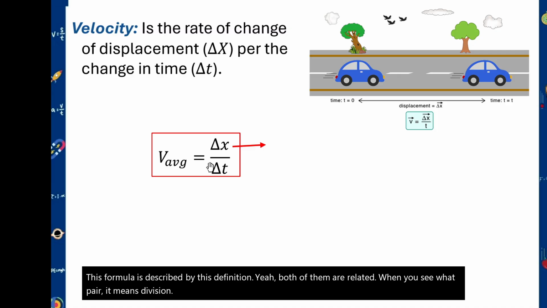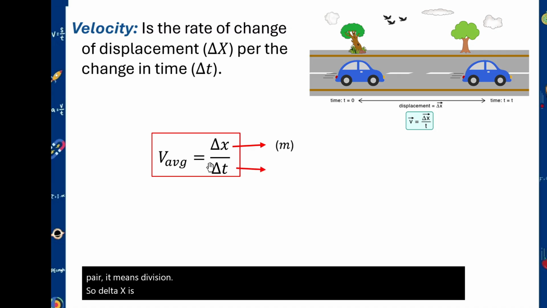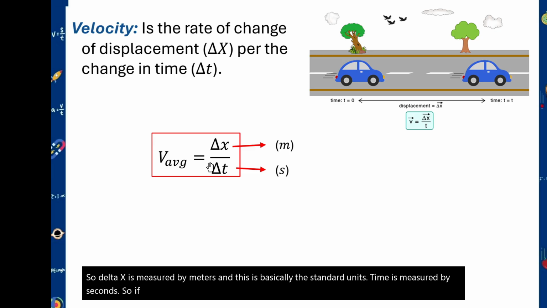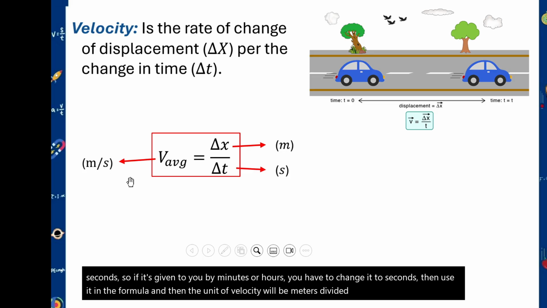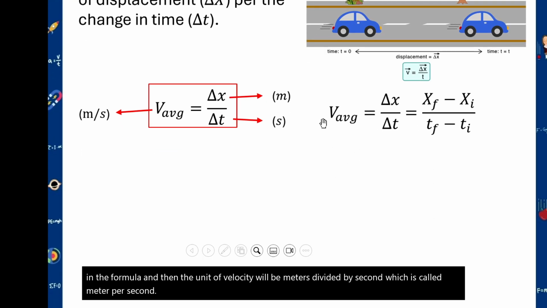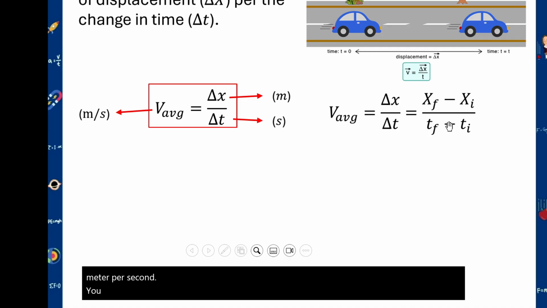So delta x is measured in meters, which is basically the standard unit. Time is measured in seconds. If it's given to you in minutes or hours, you have to change it to seconds, then use it in the formula. And then the unit of velocity will be meters divided by second, which is called meter per second.